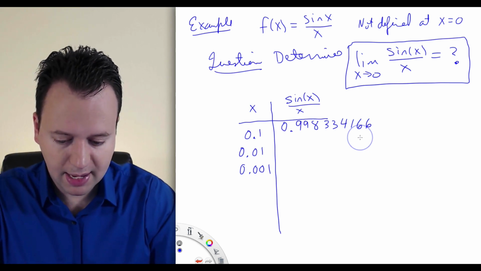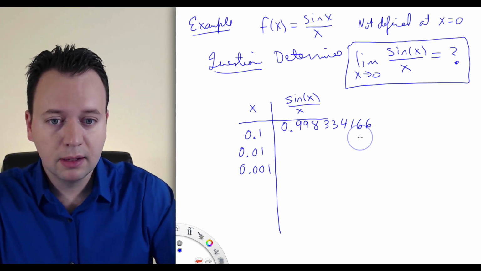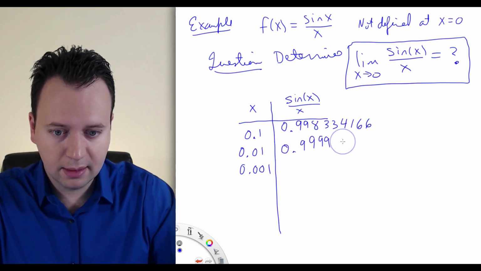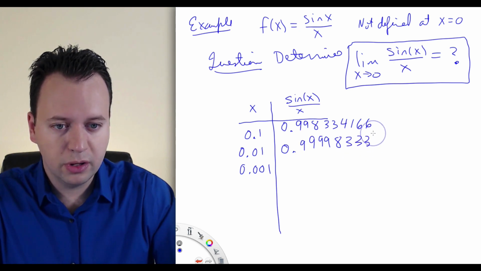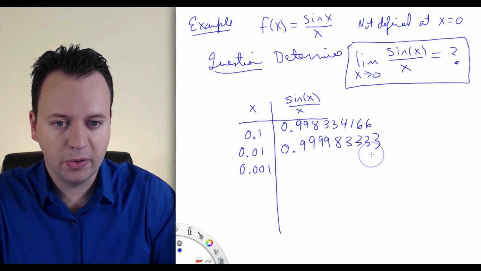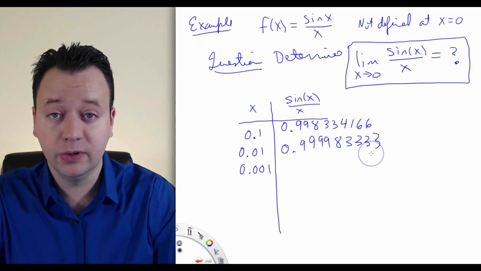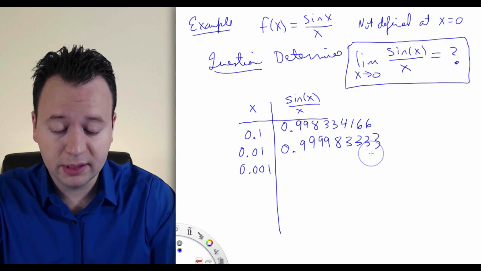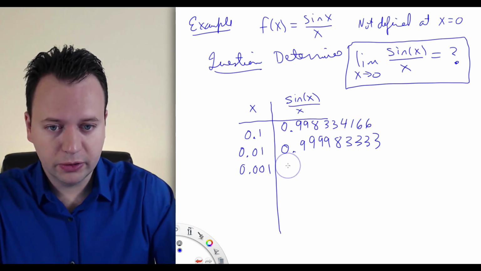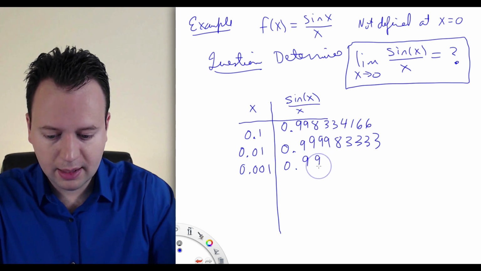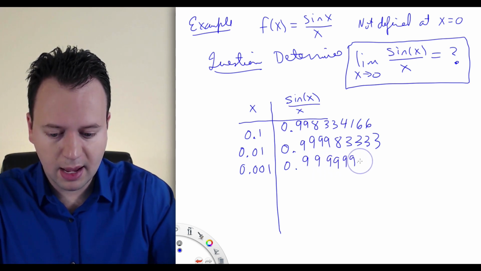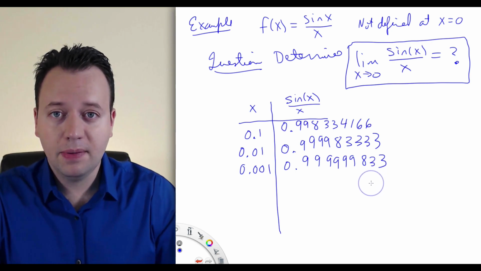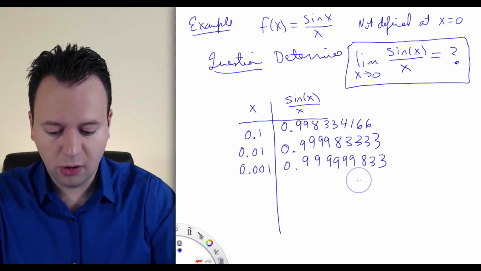Okay, now let's get a little bit smaller. 0.01 sine divided by 0.01 is equal to 0.999983333. Okay, now let's look at 0.001. 0.001 sine divided by 0.001 is equal to 0.999999833, and so forth.